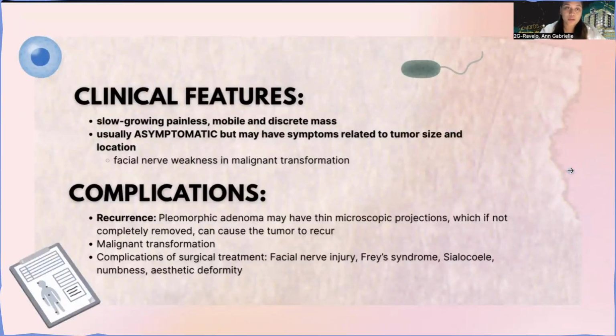Next, for the clinical features. So your pleomorphic adenoma is a slow-growing, painless, mobile, and discrete mass. It is usually asymptomatic but may have symptoms related to tumor size and location, such as facial nerve weakness and malignant transformation.